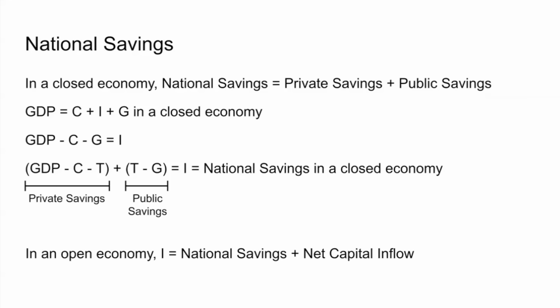Now, in an open economy, we have to add net capital inflow on the right side, which is the amount of money entering the economy minus the amount that's exiting it. For example, if foreigners were to purchase $100 million of bonds from the United States, that would be an inflow of $100 million.